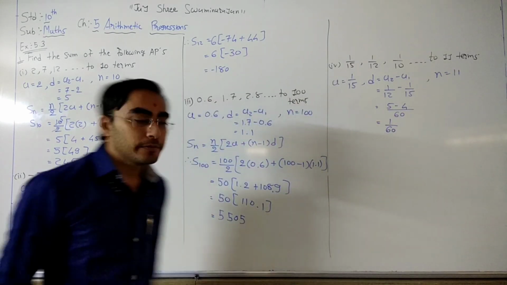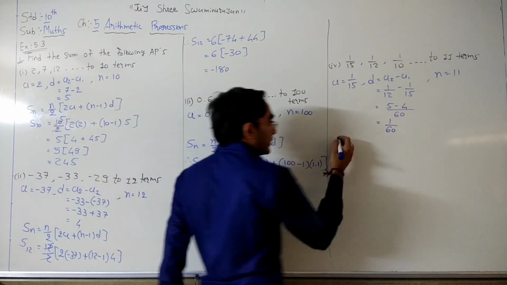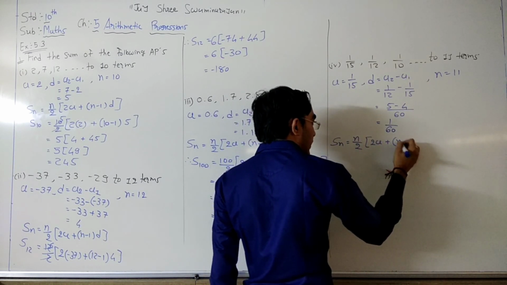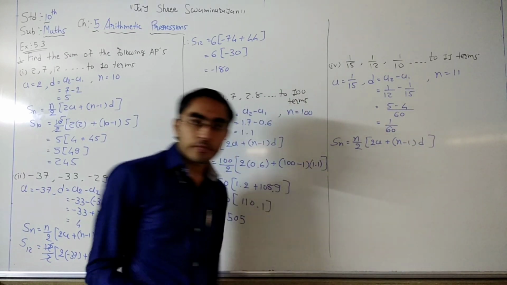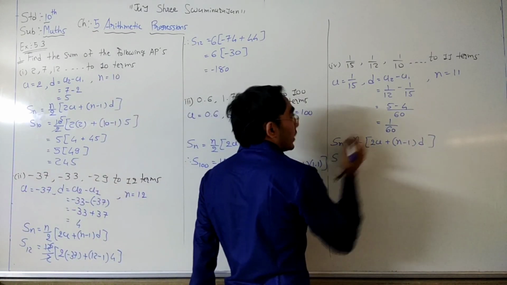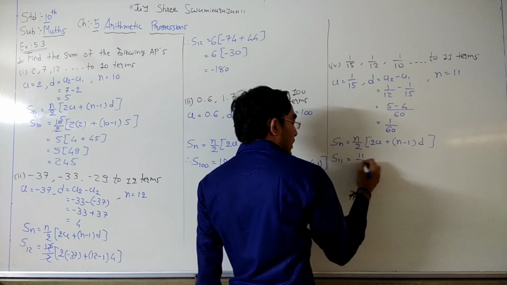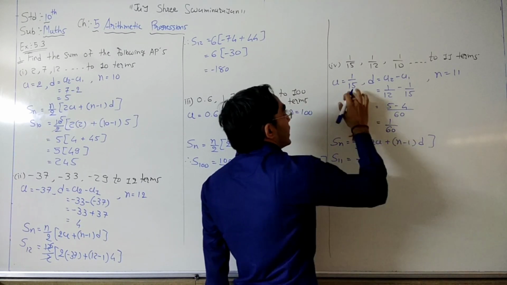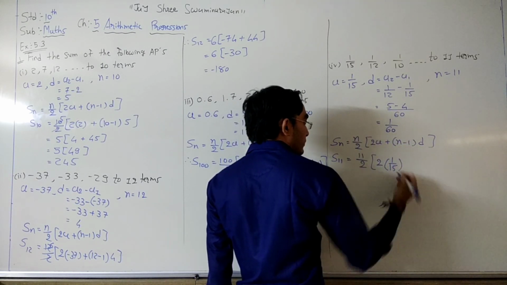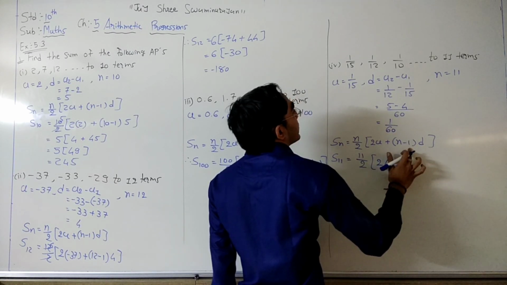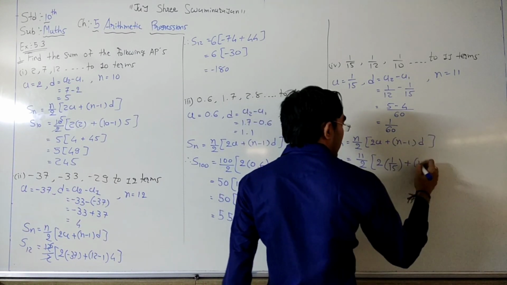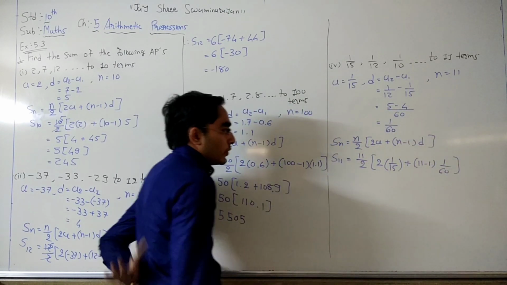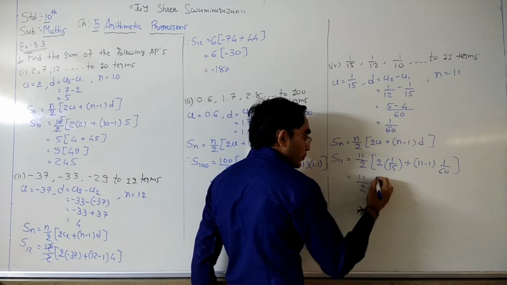And we need to find the addition of 11 terms, so n is equal to 11. Now Sn, n by 2 in bracket 2a plus n minus 1 d. Now put the values here. In place of n, put 11 here: 11 by 2. Now 2a, so 2 multiplied by a is 1 by 15, plus n minus 1, and right now we have 11, so 11 minus 1 into d, 1 by 60.